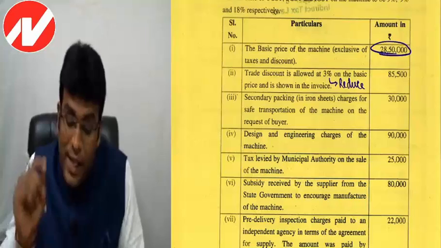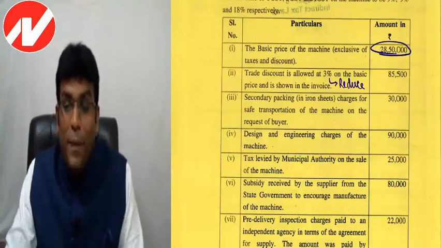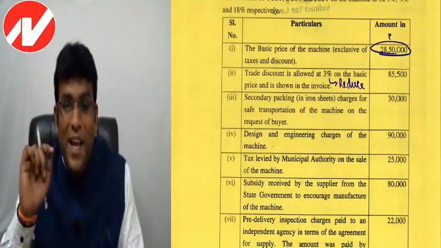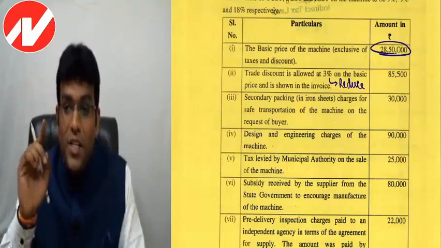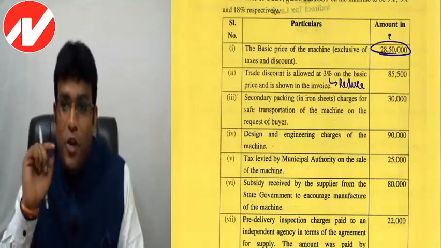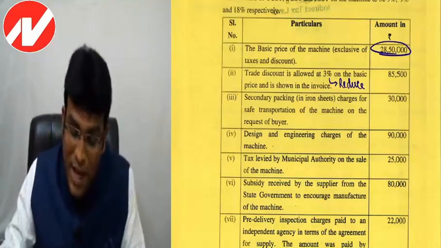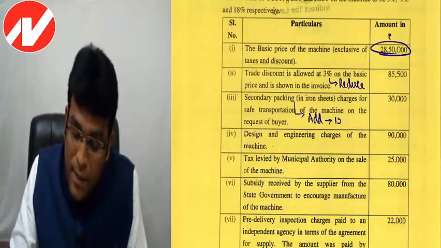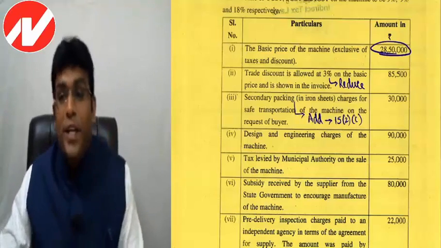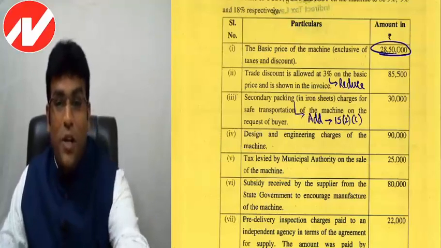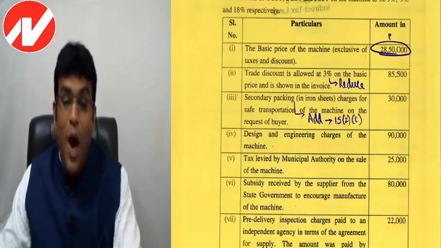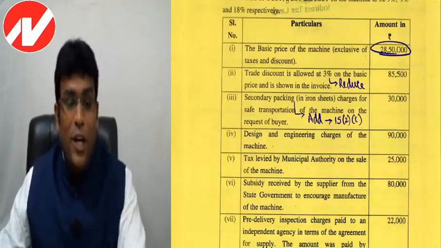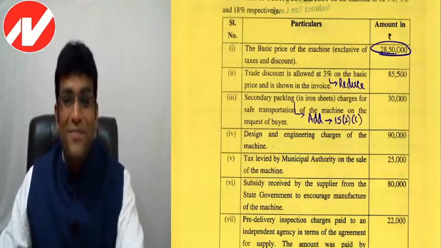Then next one, secondary packing. One more time I repeat, what packing, sir? Secondary packing in iron sheets, charges for transportation of machine on the request of buyer. This secondary packing is always what we will add, my dear friends, because of 15(2)(c). 15(2)(c) talks about any incidental expenses or anything charged by supplier from recipient will always be included in the value of supply.